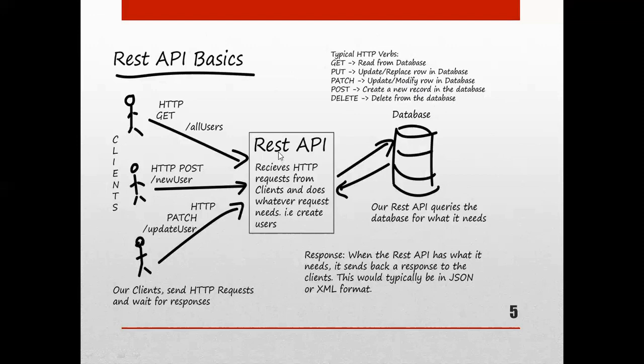You can see that the REST API receives HTTP requests from the clients. It receives the request from these clients and does whatever the request needs. For example, if you want to create a user, then you can send the request in the form of HTTP post, new user. Our REST API queries the database for that HTTP request.